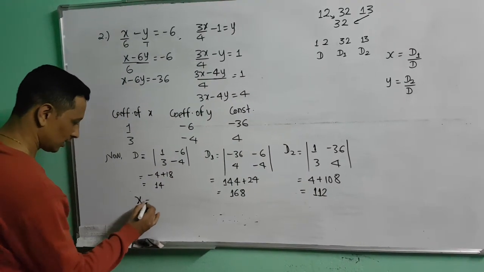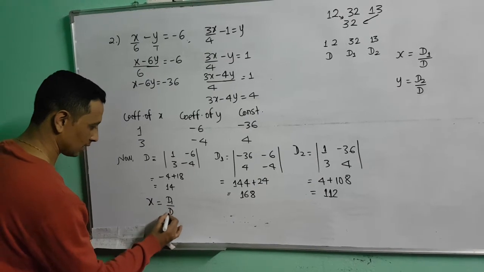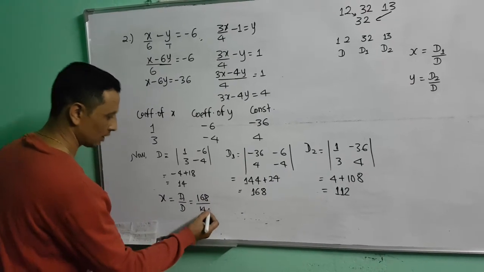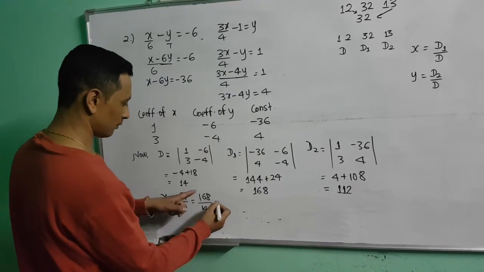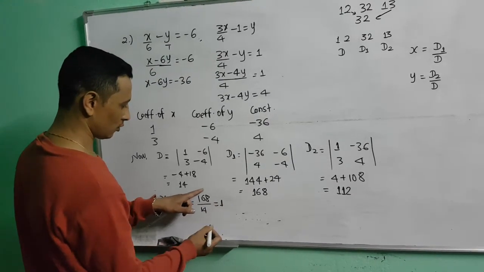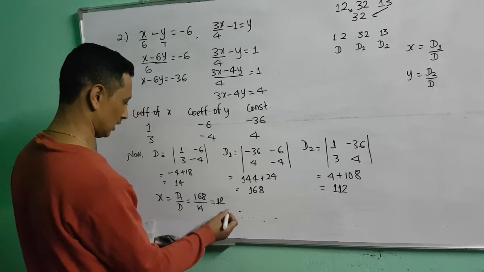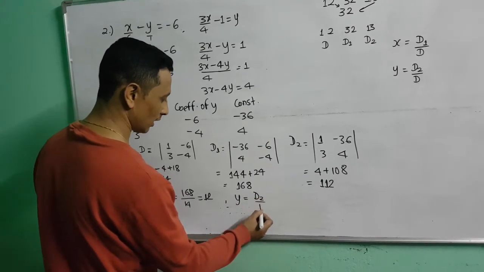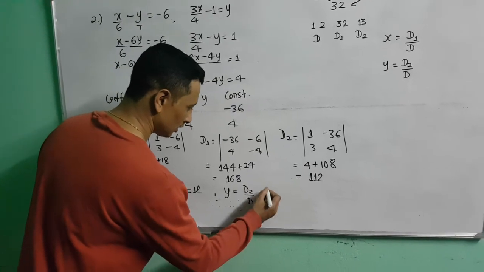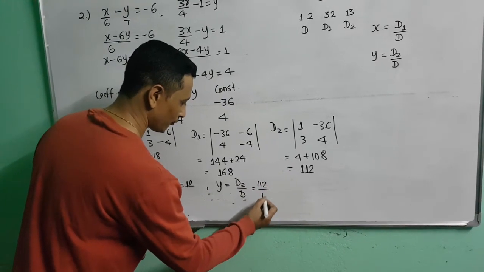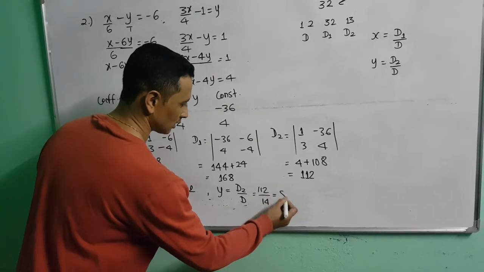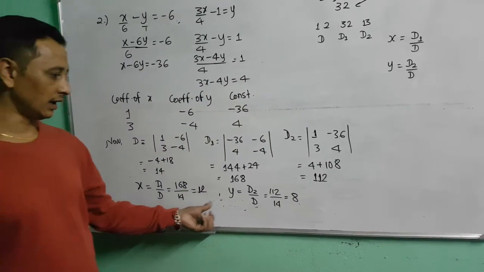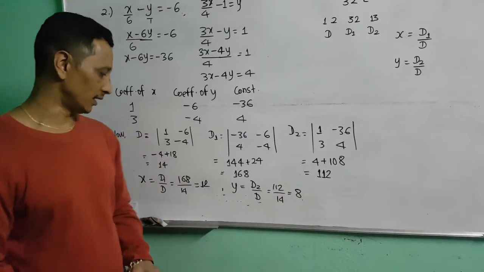Now we have x equals to D1 by D, and this is 168 by 14. So you divide it, 14 1 times 14, and 4 2 28, 14 2 times 28. And y equals to D2 by D. So this is 112 by 14. So this gives you 8. So simply we got x equals to 12 and y equals to 8.